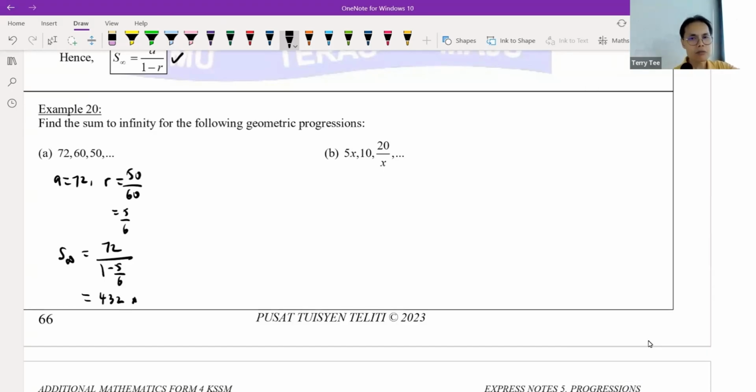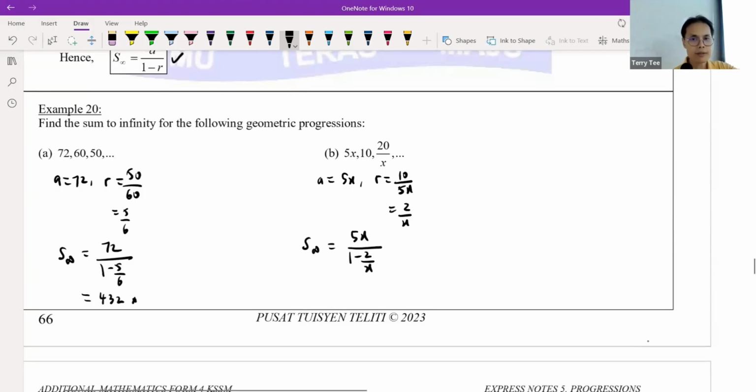Okay, now for B, my A is 5x. My common ratio is 10 divided by 5x, which is 2 over x. My sum to infinity is A divided by 1 minus R.